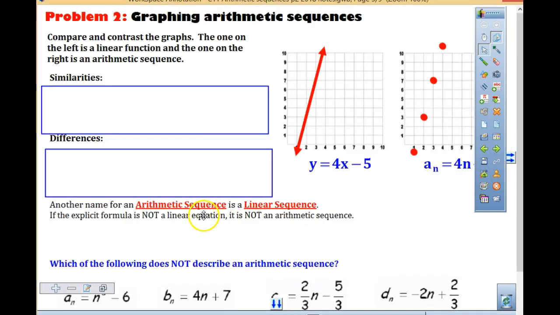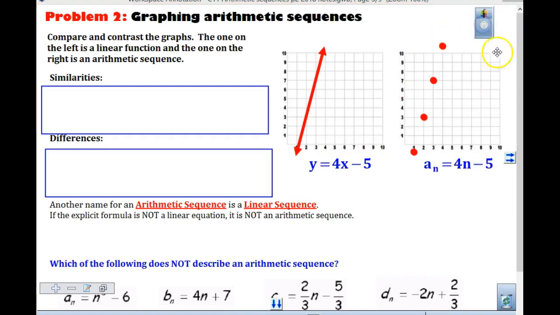As we are graphing, when you graph an equation and an arithmetic sequence, we want to compare and contrast these. So this is our linear equation, y equals 4x minus 5, and a sub n equals 4n minus 5. Now, when we do a linear equation, going way down to negative 5, the line's arrows keep going in both directions. Here, we have to start at 1. There is no 0 term.